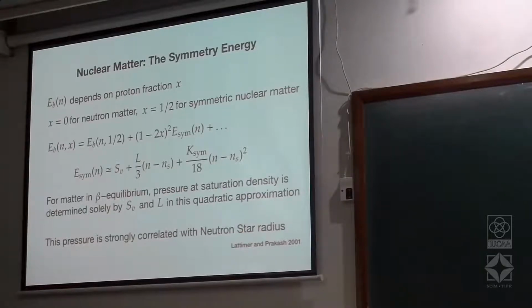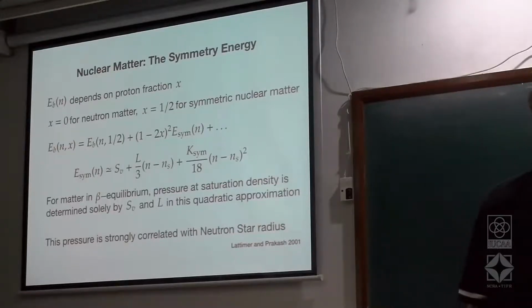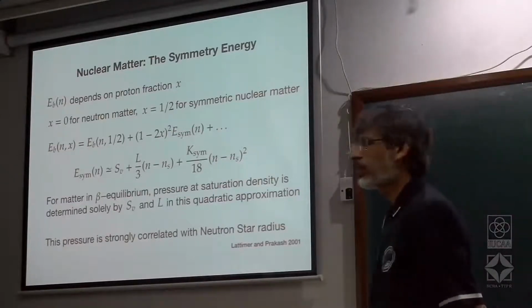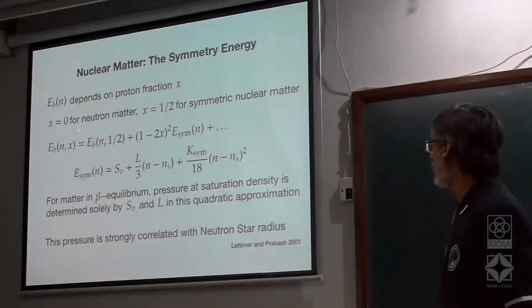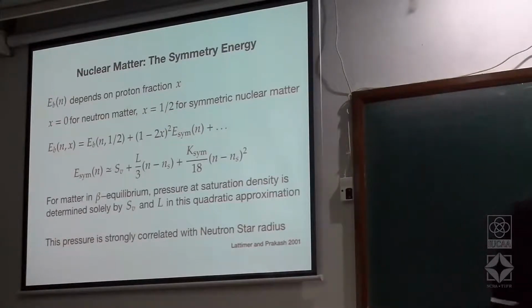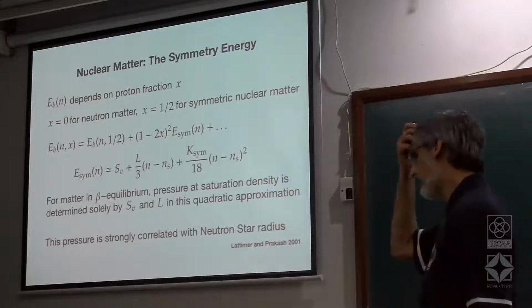The next thing to look at is the symmetry energy. I mentioned that the laboratory matter is symmetric, where proton fraction is half. If it is pure neutron matter, then x is 0. In case of neutron star matter, x is small, maybe 0.1 or thereabouts.